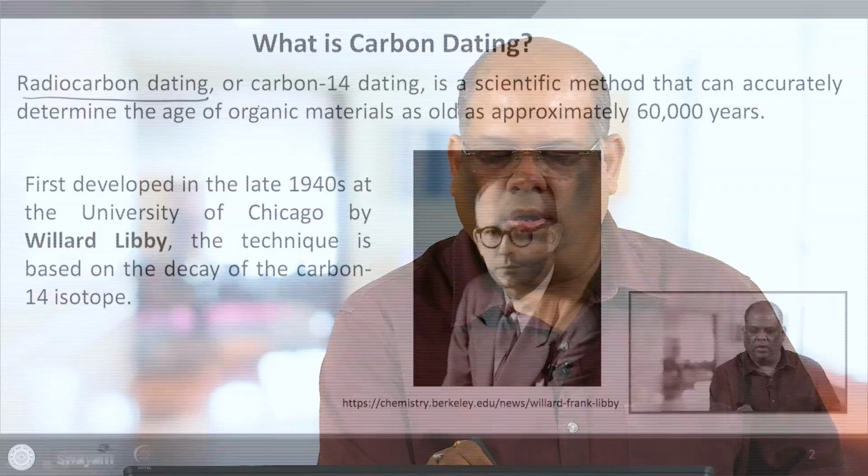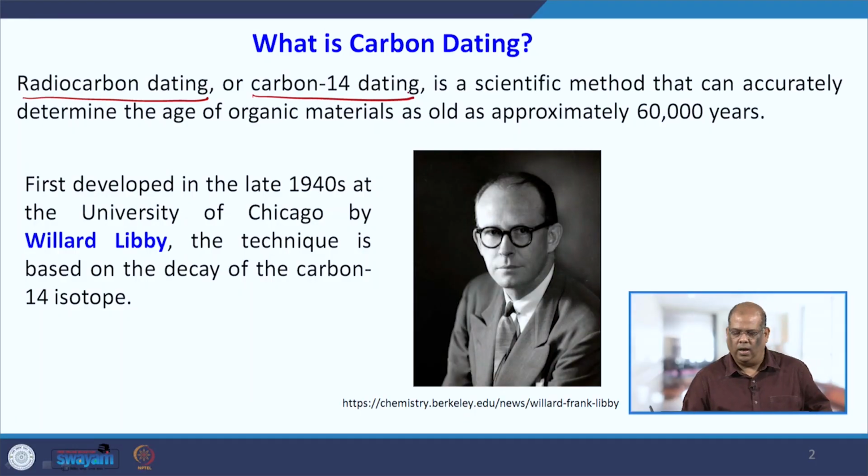Radioactive dating, or carbon dating, or carbon 14 dating, is a scientific method that can determine the age of an organic material or any fossil as old as approximately 60,000 years. It was first developed by Willard Libby in the late 1940s at the University of Chicago, and the technique is based on the decay of the carbon 14 isotope. He also won a Nobel Prize later on because of this discovery.